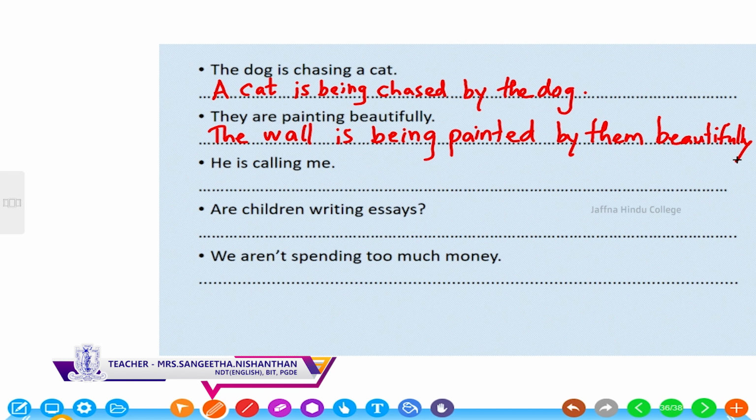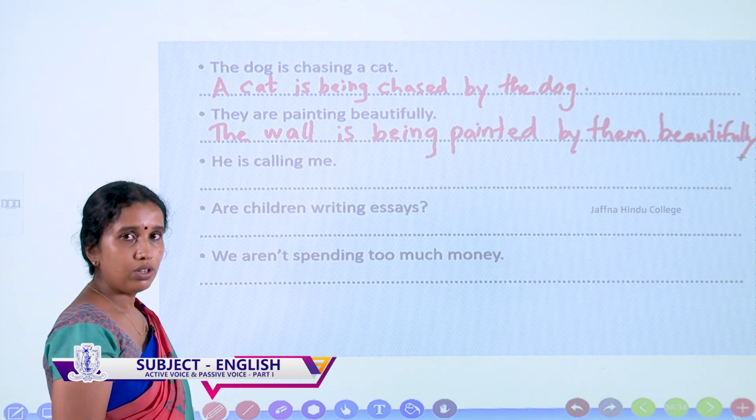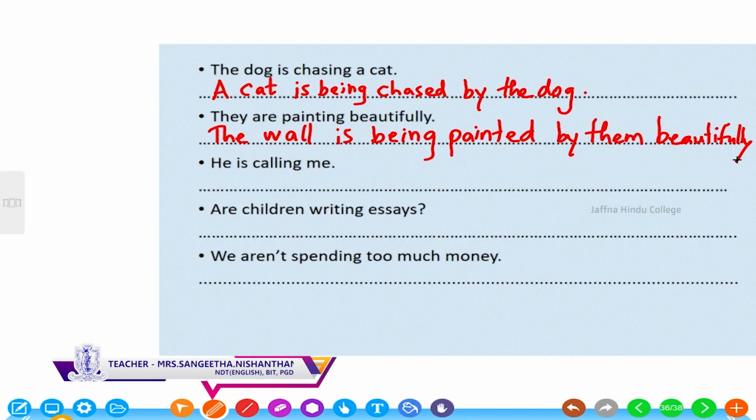The third one, he is calling me. Who? He. What is he doing? Calling. Whom is he calling? Me. So, here the object is me. When the object comes as subject here, the me changes as I again, I.